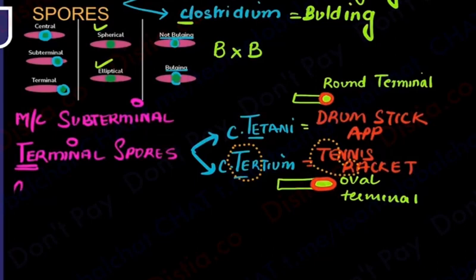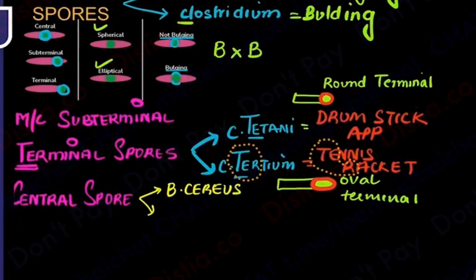Now finally, where do you see the central spores? In which case do you see the central spores? Again, you have to remember C for central, C for serious. C for central, CE for central, CE for serious, and Clostridium bifermentans. What is this?